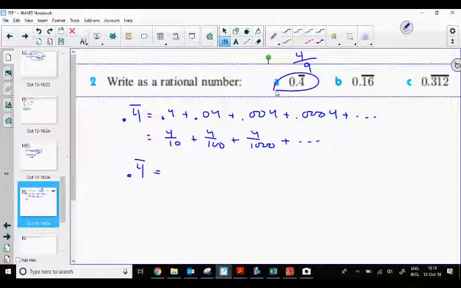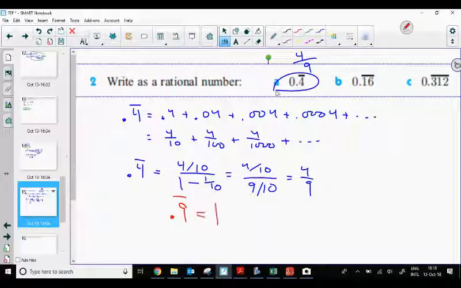should be equal to, and this is an infinite series, so I'm going to take the very first term, which is 4 tenths, and I'm going to divide that by 1 minus the common ratio. My common ratio was 1/10. So 1 minus 1/10 is going to be 9/10. 4 tenths divided by 9/10 is 4/9. If you're comfortable with that, then please never question me or anybody else when they tell you that 0.9 repeating is equal to 1.